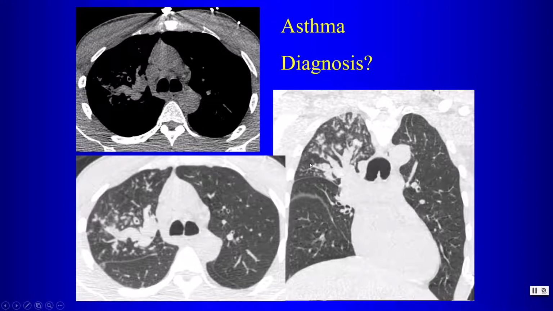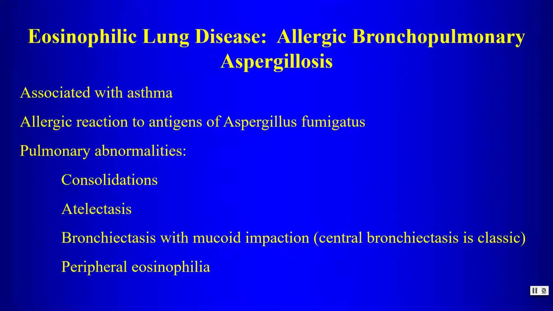So what should we be thinking about here? Well, this represents an area of mucoid impaction. You can see these branching tubular opacities represent mucoid impaction. And in an asthmatic, this represents allergic bronchopulmonary aspergillosis. So that can also be associated with eosinophilia.